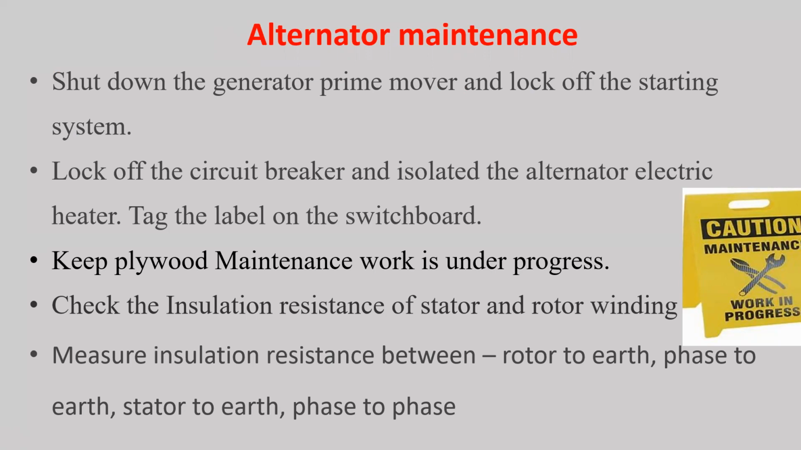Keep a notice that maintenance work is in progress. Check the insulation resistance of the stator and rotor winding. Measure the insulation resistance between rotor to earth, phase to earth, stator to earth, and phase to phase. Insulation resistance is measured by an instrument called a Megger. Sometimes this Megger, which produces more than 500 volts, can damage electronic devices. So we must be cautious that electronic devices do not get damaged, because they work with only a very small number of volts.